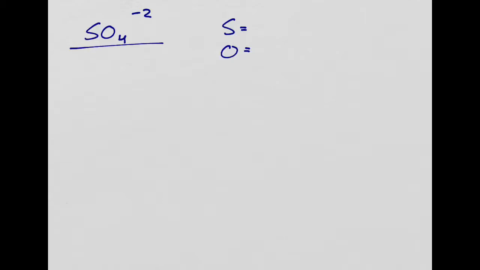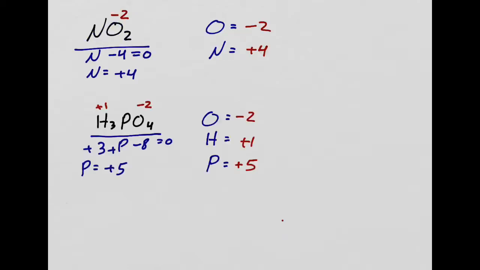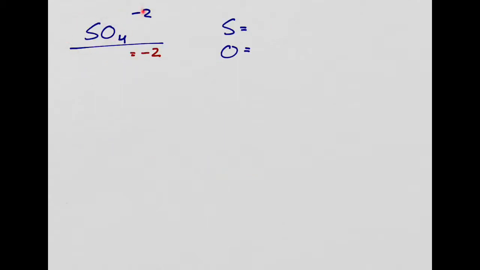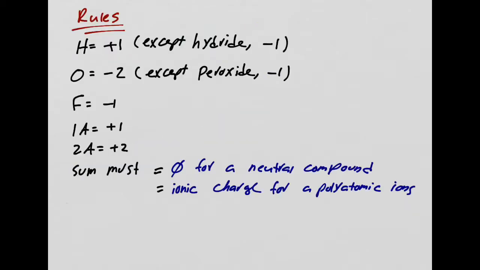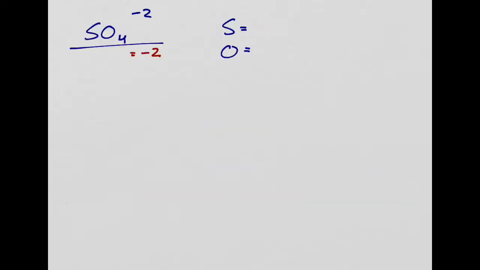Now, the entire thing is equal to -2. Oxygen is always -2, which is why before I set it equal to 0. Now the entire thing has a charge. This is not a neutral compound, because if you remember, for a neutral compound the sum must equal 0. For a polyatomic ion, it would equal the ionic charge. And I will always give you the charge if there is a charge.